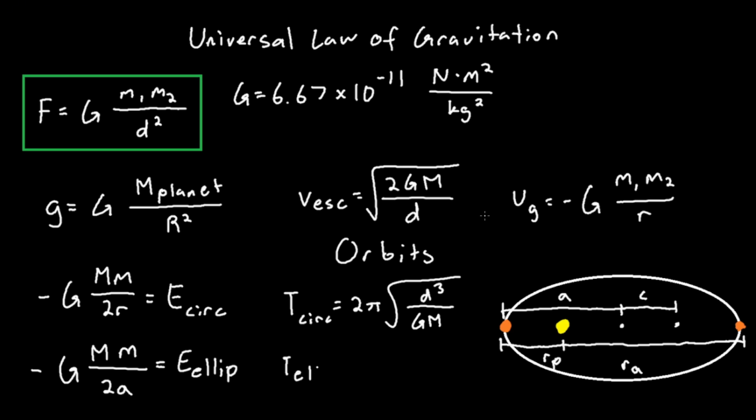Okay, how about for elliptical orbits? Well, for elliptical orbits, quite literally it looks the exact same, except you use a instead. So a cubed over GM, and the variables all mean the same thing. So you're going to notice that most of the time you're just going to replace your distance with a. Maybe I should stay consistent with d, but d and r are the same thing.